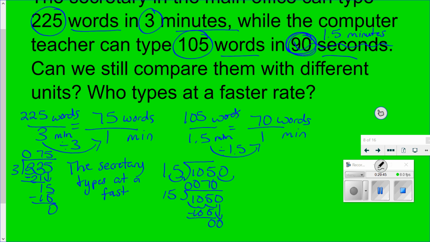Make sure your word problems have word answers. Any questions? All right, Mr. Moore is going to come go over the first page of homework with you.